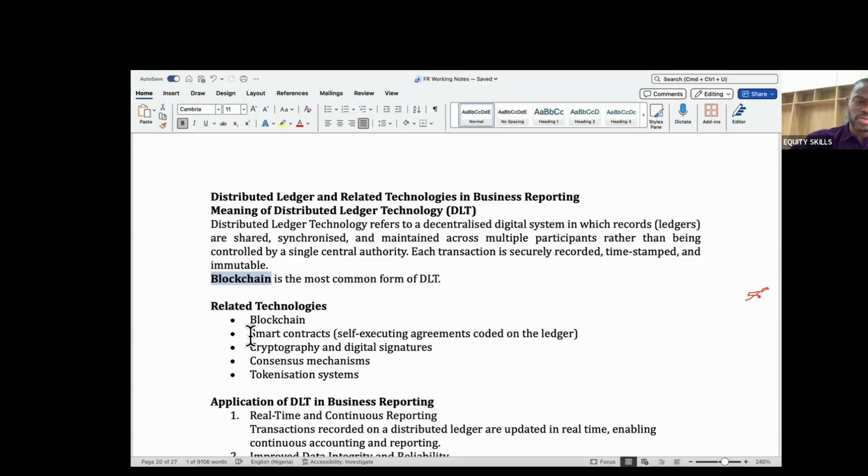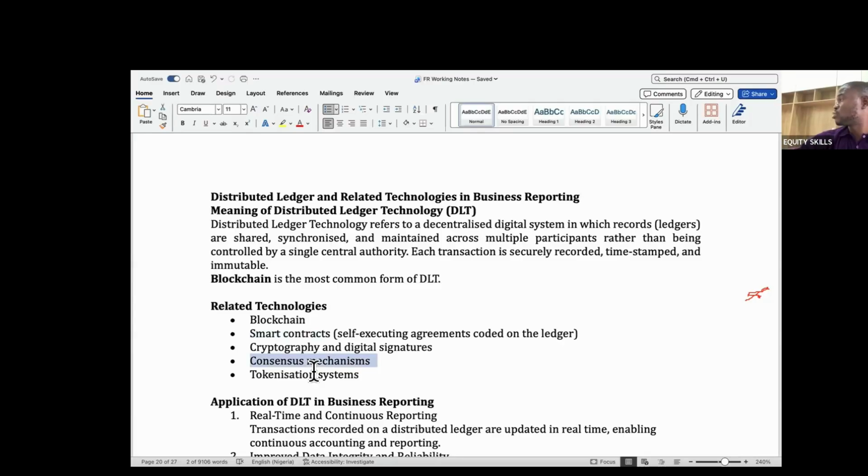And aside from blockchain, there's smart contracts. It is also another technology that helps you execute contracts. As soon as everybody consents, it is executed. We also have cryptography and digital signatures that as soon as you consent, it puts in your signature. There's a consensus mechanism and tokenization systems, right? But the most popular one we see them asking is blockchain.